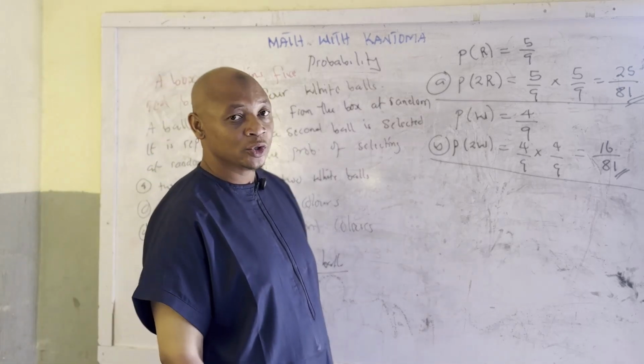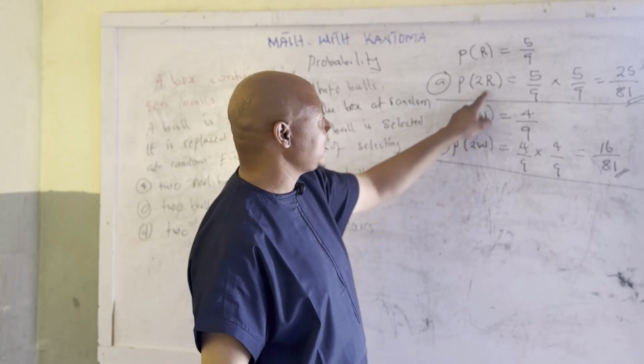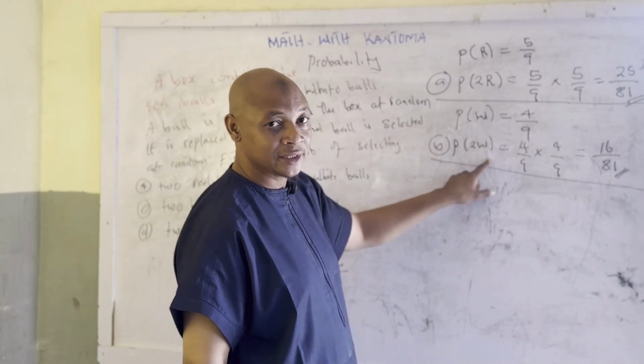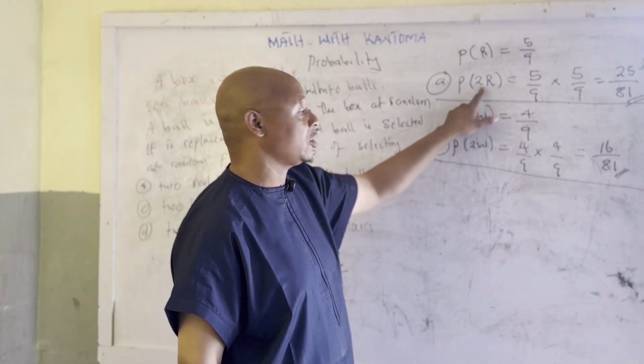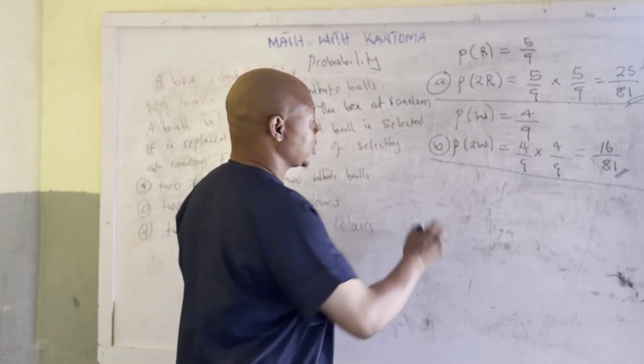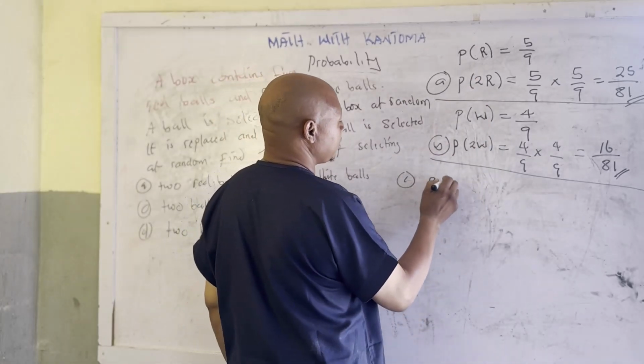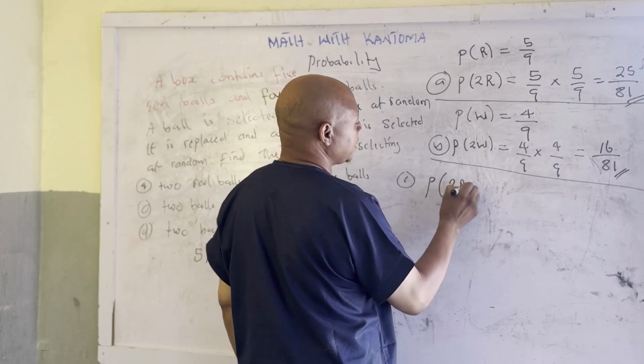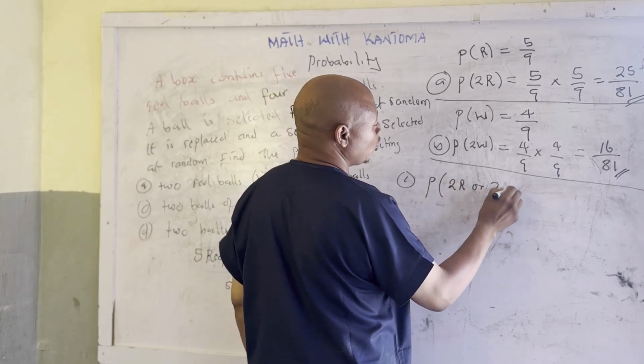Probability of selecting 2 balls of the same color. So it's either going to be this or this. They are of the same color, 2 balls of the same color. So now it's either 2 red or 2 white. So part C says probability of selecting 2 red or 2 white.